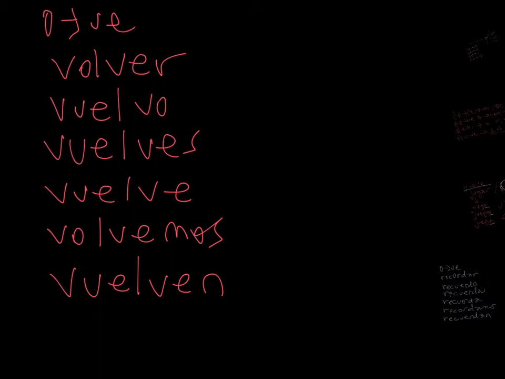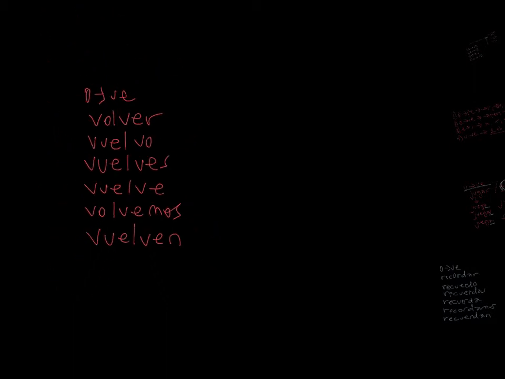Again, O changes to UE. The verb is volver. It's an ER ending verb. Second to last, the O is going to change to UE. Vuelvo, vuelves, vuelve, vuelven. And for nosotros, there's no stem change because stem changing verbs do not have a stem change for nosotros. Okay? That's our second O to UE.